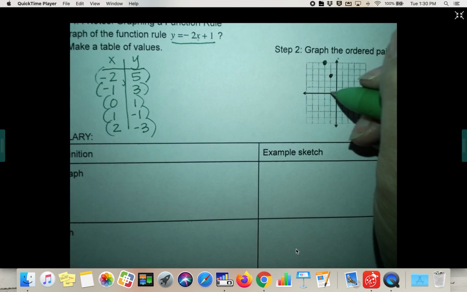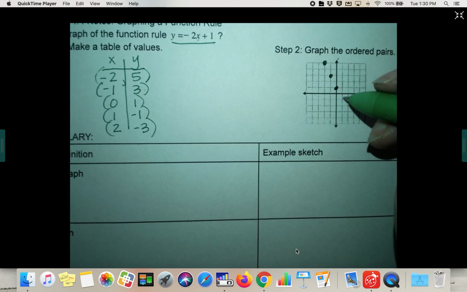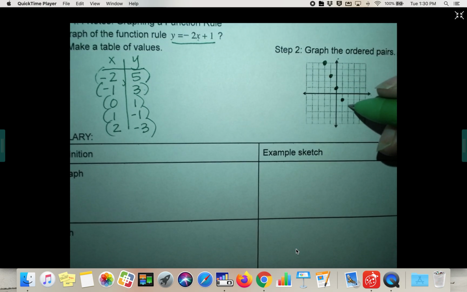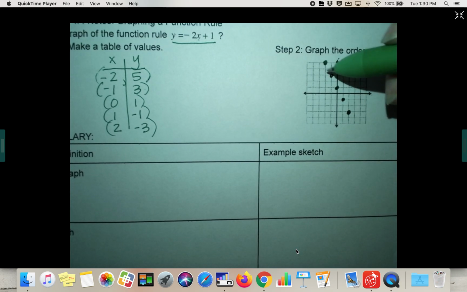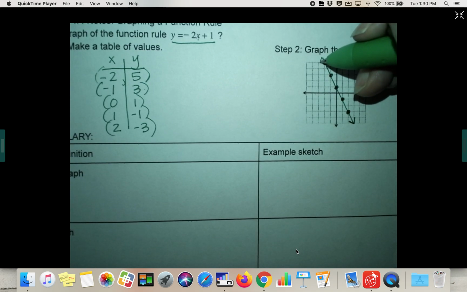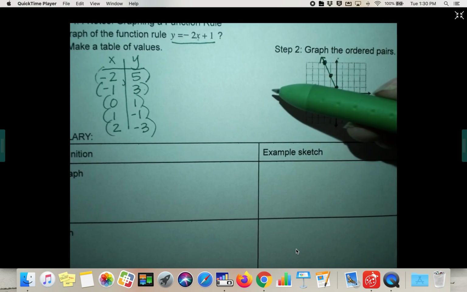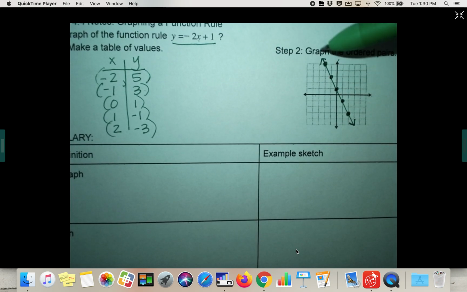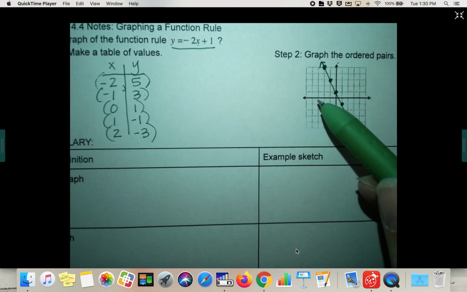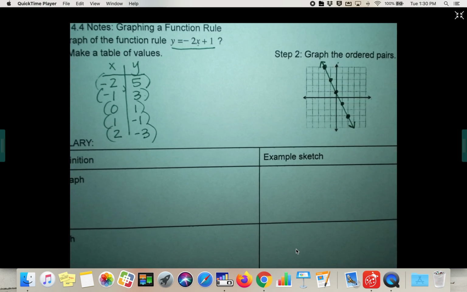0 is 1, so 0 up 1. 1, negative 1, so that's to the right 1 and down 1. And then 2, negative 3 is to the right 2, down 3. So this is our rule. And I'm going to put arrows on both ends because this would continue in both directions. In fact, if I had chosen negative 10 as one of my numbers, it would be something on this line. It would just be way up here. So I just wanted to keep numbers from negative 2 to positive 2 to see where it is on this particular section of the graph.